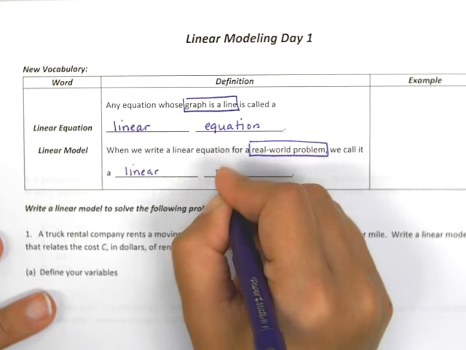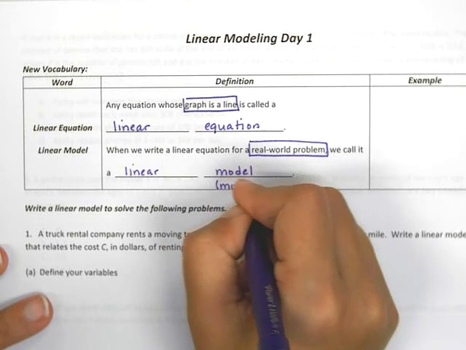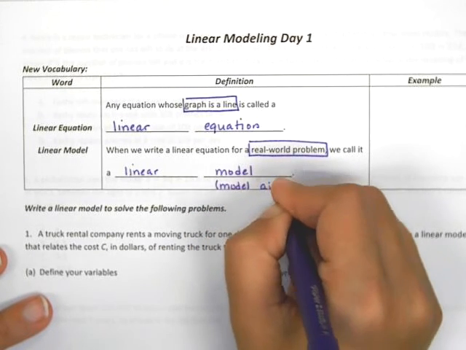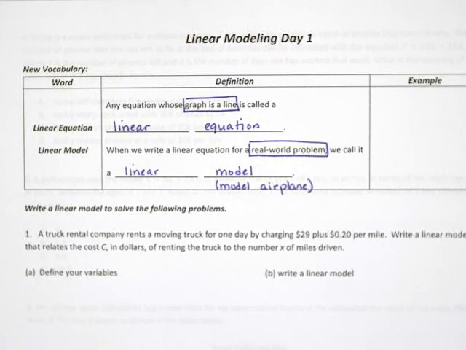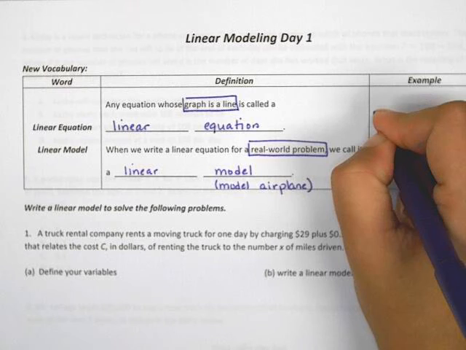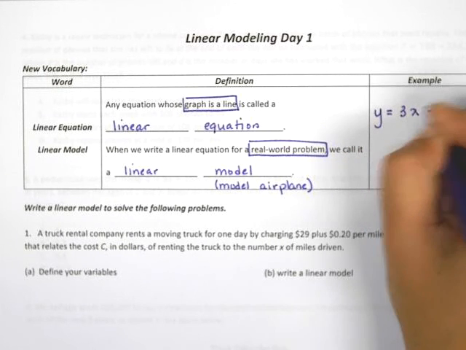Now you may have heard the word model before, as in model airplane. What it basically means is that we're using this to represent mathematically something that happens in the real world. Just like a model airplane is a smaller version of something that exists in the real world, a linear model is a mathematical version of something that exists in the real world. An example of a linear model would look like this. y = 3x - 5.